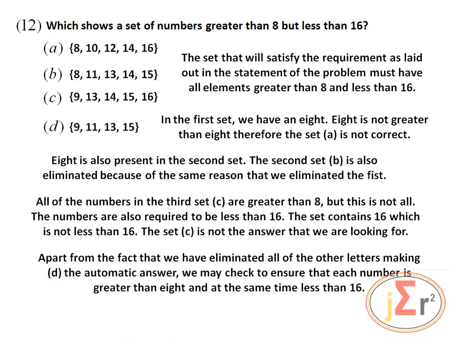Apart from the fact that we have eliminated all of the other letters, making D the automatic answer, we may check to ensure that each number is greater than 8 and at the same time less than 16. See? 9 is greater than 8, also all the way up to 15. And of course, they are required to be less than 16. 15 is less than 16, so is 13 and all the way down. The correct answer is therefore option D.